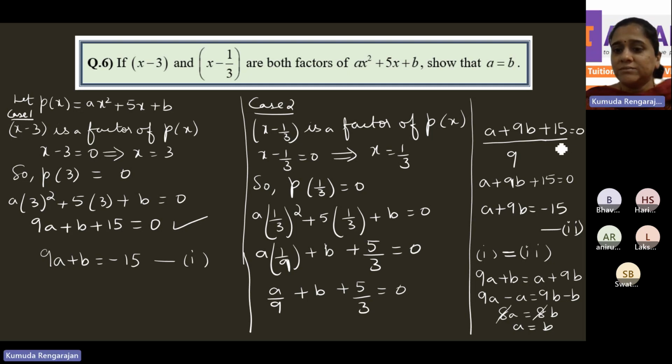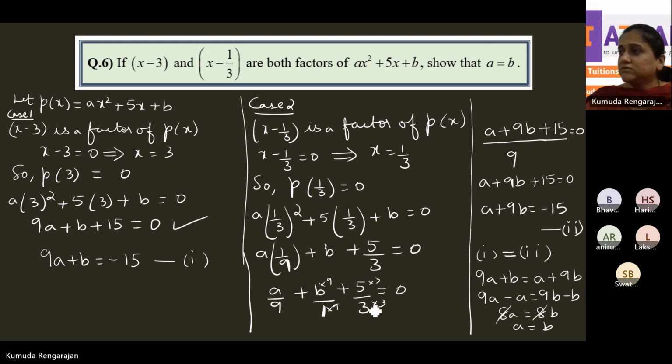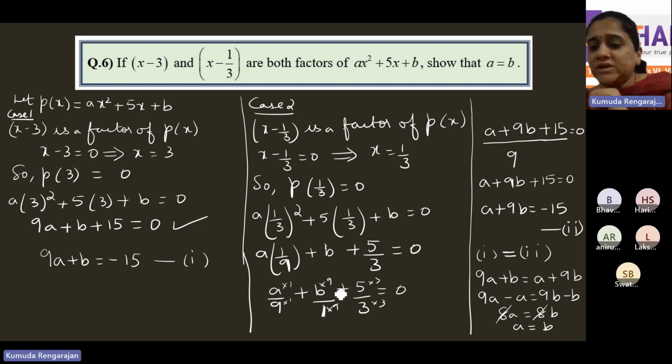Then this one you should know how to find the LCM. 9 and then a plus. This is 1, no? Here it is 1. So it will be into 9, so 9b. And this is 3, so it will be into 3 into 3, so 15. This is 9 already, so into 1 into 1. 9 is the LCM. So how will you bring the denominators to 9? 9 into 1, 1 into 9, 3 into 3. Multiply those numbers in the numerator. That's how we get 9a plus 9b plus 15 is equal to 0.